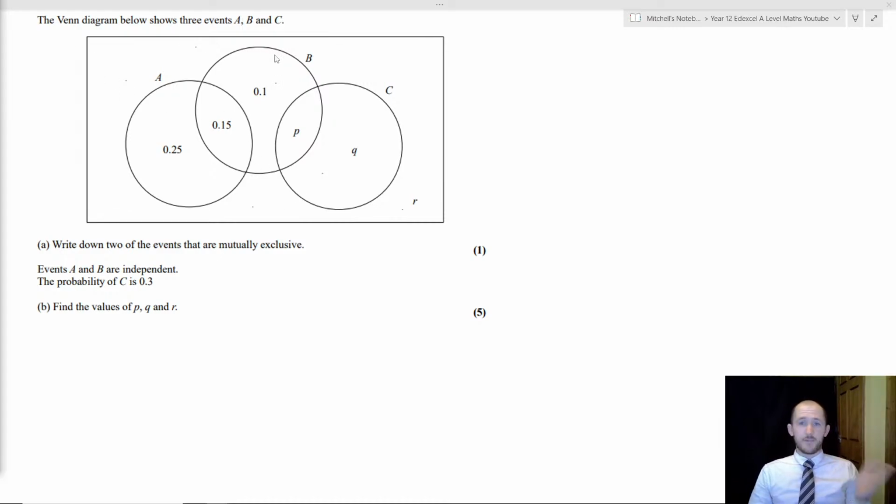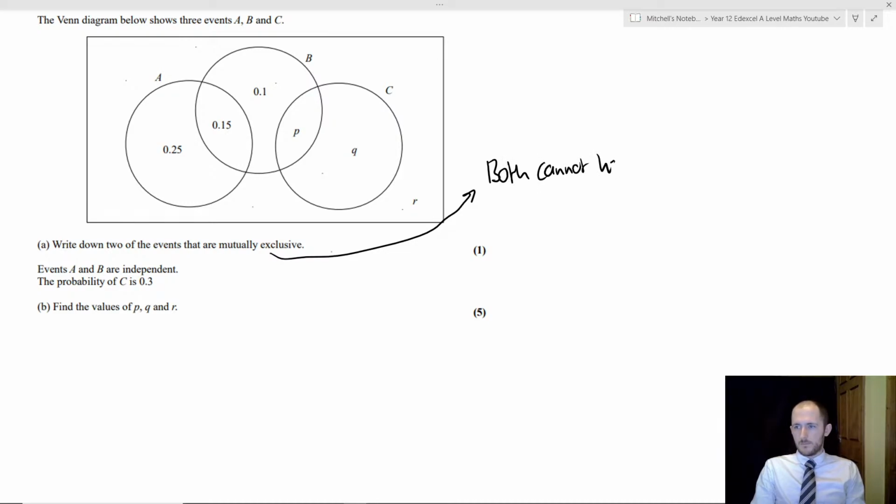So first of all, we have Venn diagrams, same as usual, and we have a few missing pieces, P, Q and R, and part A just says write down two of the events that are mutually exclusive. So what does mutually exclusive mean? Well, it means that they both cannot be true. Both events can't happen simultaneously.